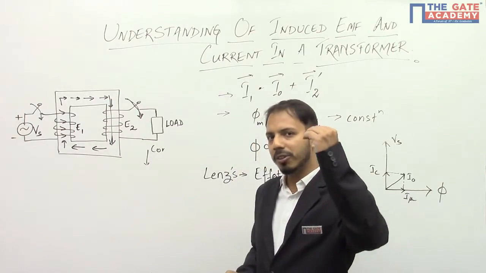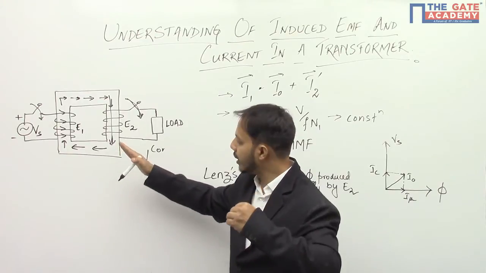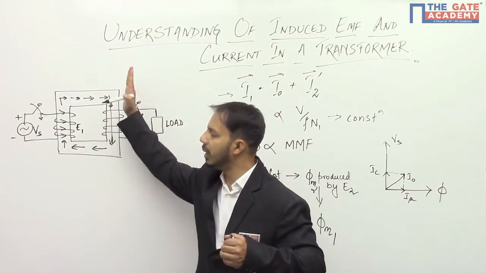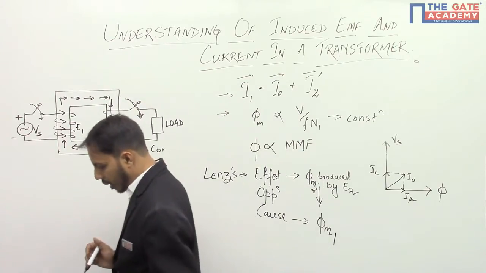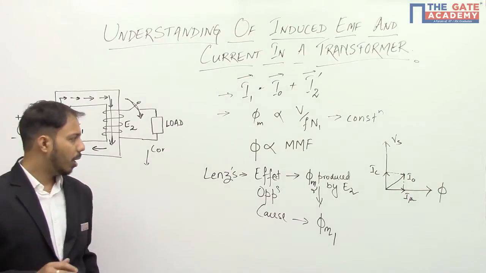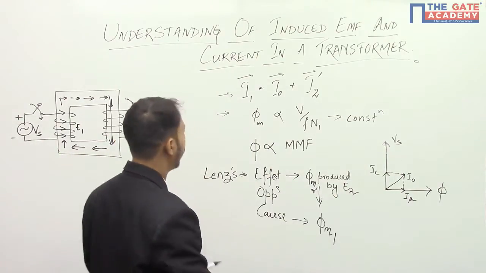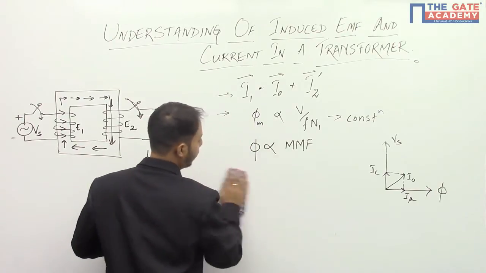That means if primary flux is increasing in this direction, then the secondary flux that will be produced will be opposing. That means it will be in this direction. I hope I am clear. Now the thing is, what happens is the moment, I hope you understood this much. So now I will take this discussion further.